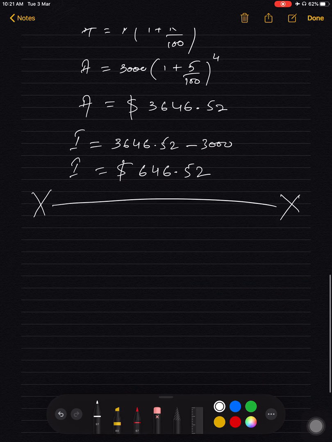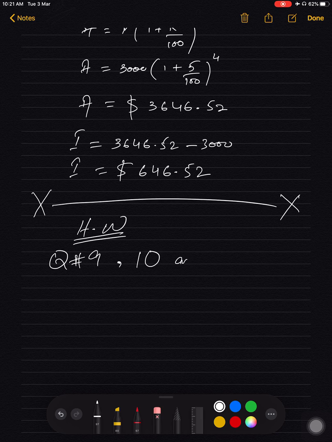Now, your assignment, your homework of the day, is questions number 9, 10, and 11 of exercise 5C.